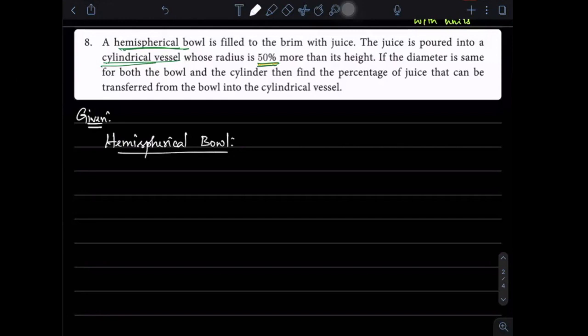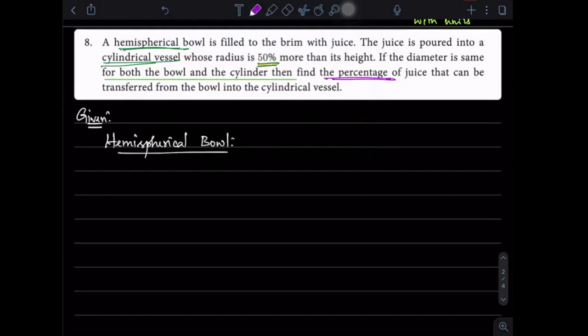It's filled with the juice, and the juice is poured into a cylindrical vessel whose radius is 50% more than its height. So it is all based on the assumption. There is no specific value given. It's a general question. There is one hint: the diameter is the same for both the bowl and the cylinder, so if I invert one over the other, they match. Find the percentage.